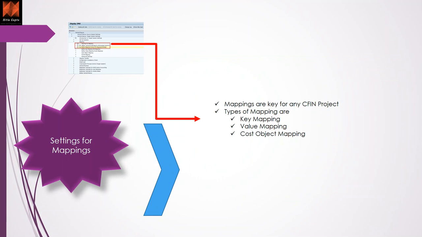Settings for mappings. Mappings are very important for any central finance project. I do have other videos on mapping as well, if you want to get into detail about the core concept of mapping. However, it is important to reiterate that mappings are the baseline, the foundation of this whole transformation, because central finance projects are based on data, and data is residing in two systems, and there has to be a bridge between those two systems so that the data transformation can happen.